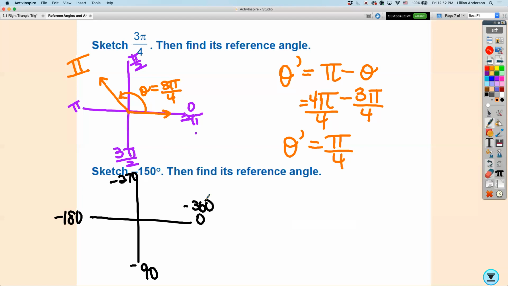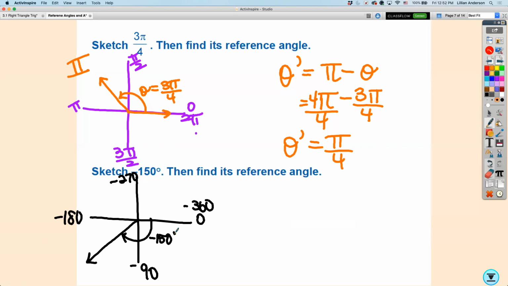Negative 150 degrees lies in what quadrant? Quadrant 3. Very good. Going clockwise, that's theta. It's only got one issue though.